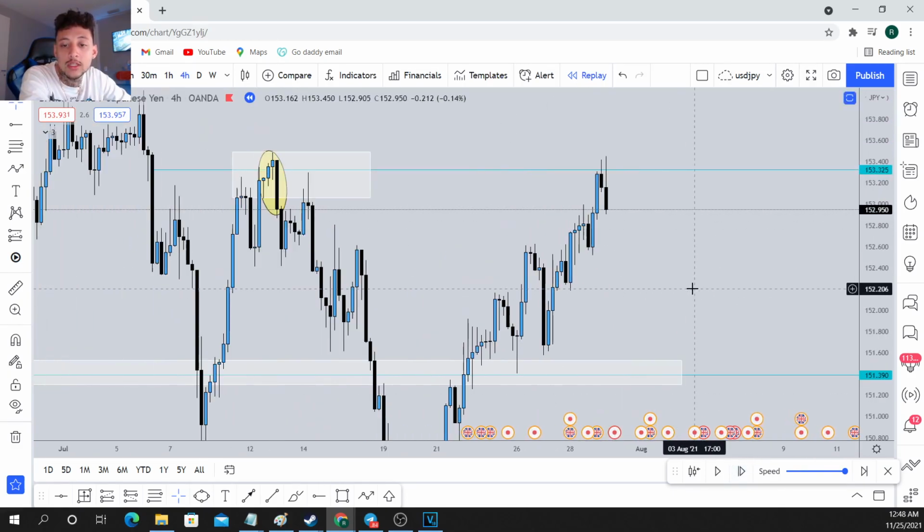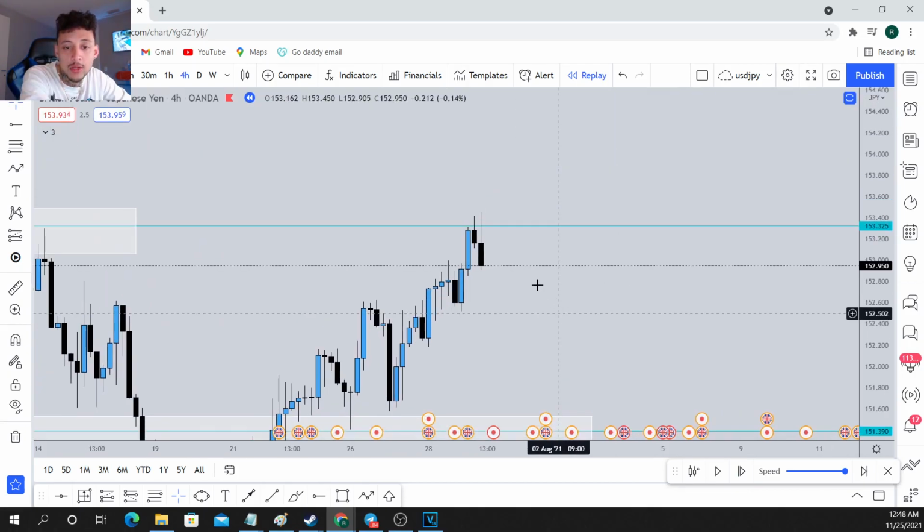Now, look at this. Resistance is now being rejected. Right, what do we have here? A high probability bearish variation pattern. Why did you say high probability bearish variation pattern? Because price closed under the lowest low of the previous candlestick.